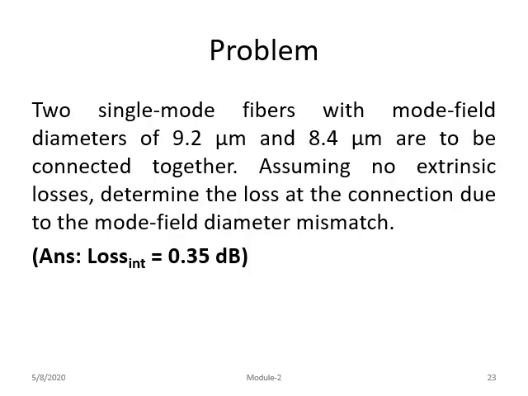So we'll find the solution with respect to the same equation, with two different spot sizes. Two single mode fibers with mode field diameters of 9.2 micrometers and 8.4 micrometers are to be connected together. Assuming no extrinsic loss, determine the loss due to the connection from the mode field diameter mismatch. The intrinsic loss: I can consider the spot sizes as omega 0 1 and omega 0 2, and I can find the total loss as 0.35 decibels.